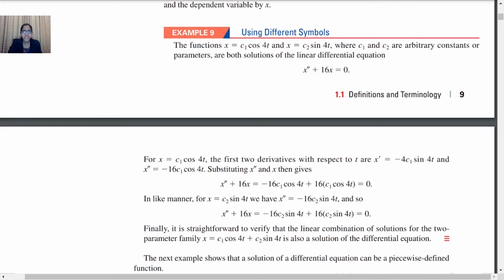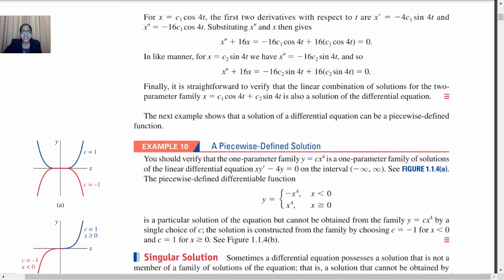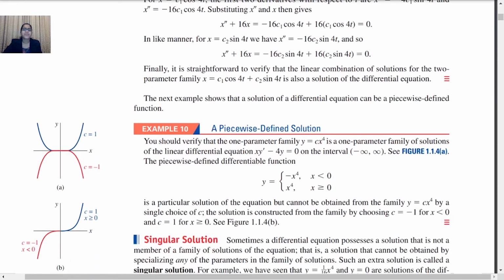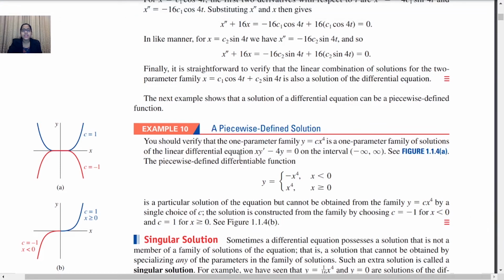That is, if I get two solutions of a particular differential equation, then their sum is also a solution of that differential equation. Now let us look into one more example, that is example 10. Consider the linear differential equation x y dash minus 4y equal to 0. Then clearly y is equal to c into x raised to 4 will be a solution. You can verify it.